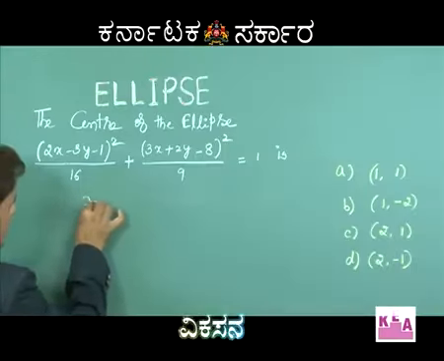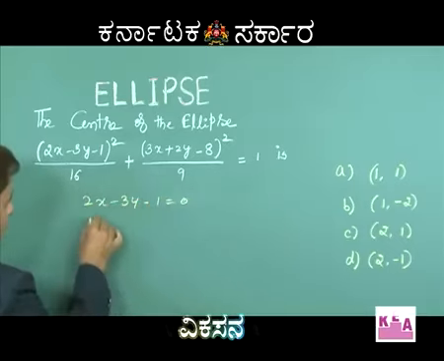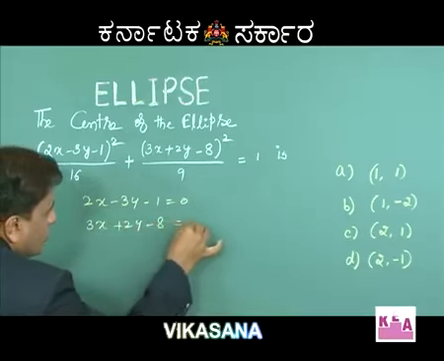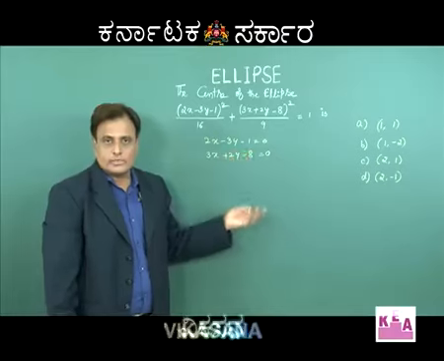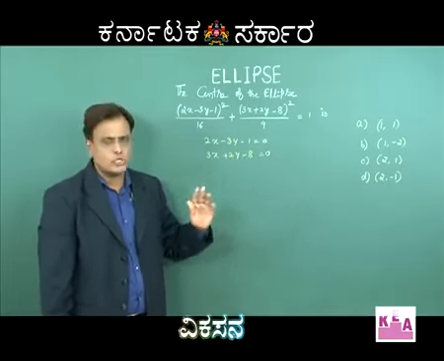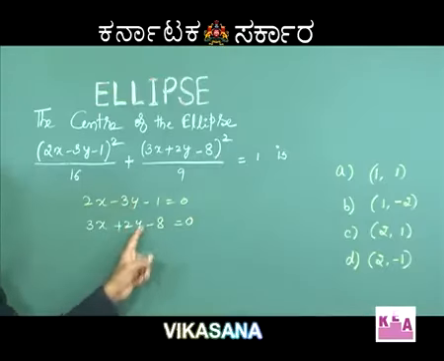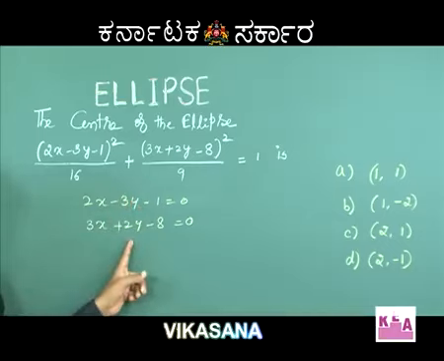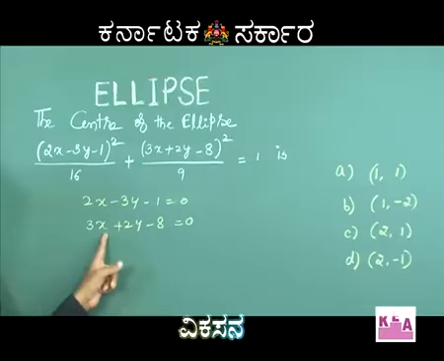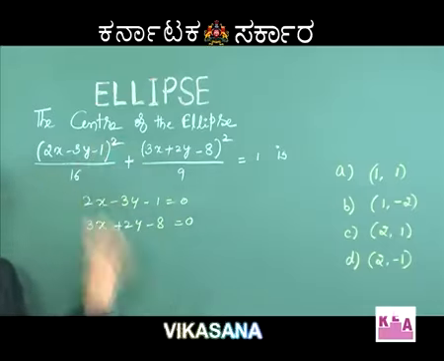2x minus 3y minus 1 is equal to 0, and 3x plus 2y minus 8 is equal to 0. To solve this we have methods: substitution method, elimination method. No, directly we substitute the options in it. Whichever option satisfies both equations will be the point of intersection of these two lines, and that point of intersection will be the center of our ellipse.